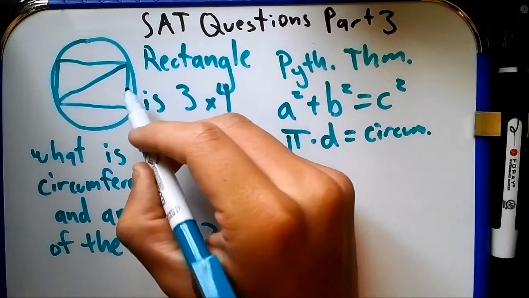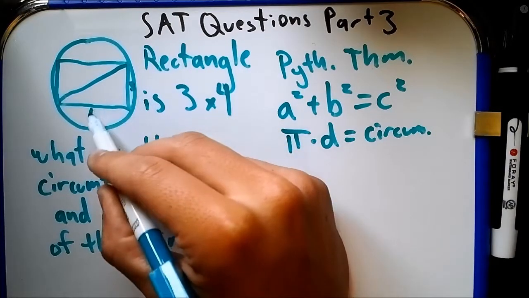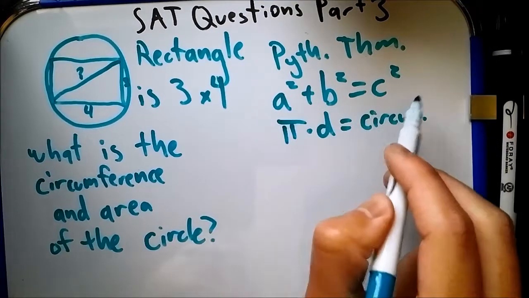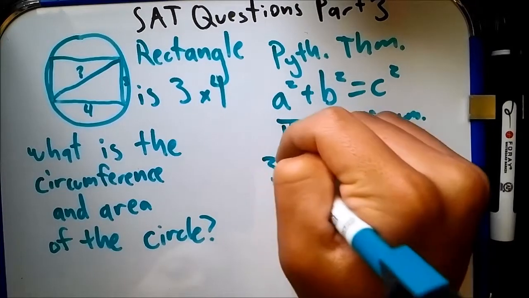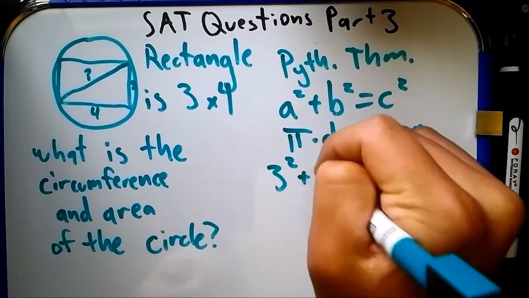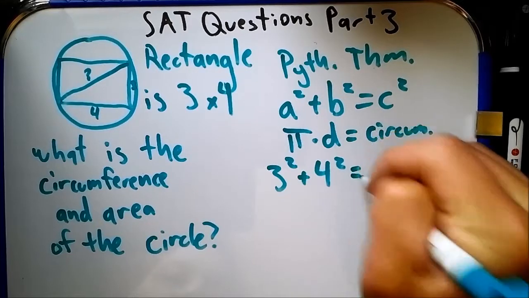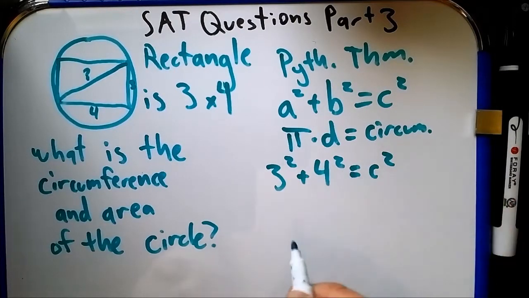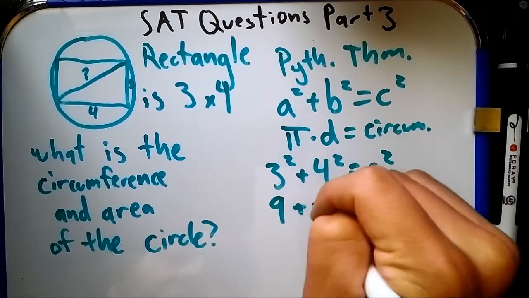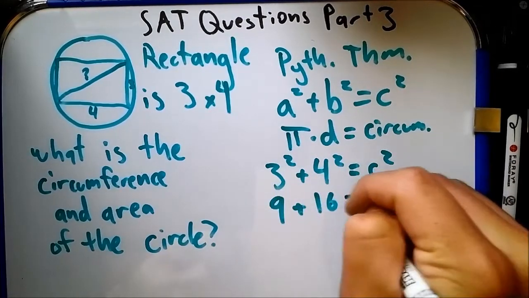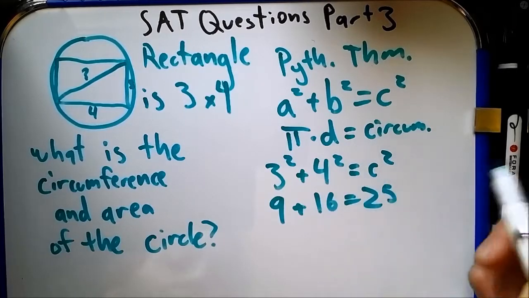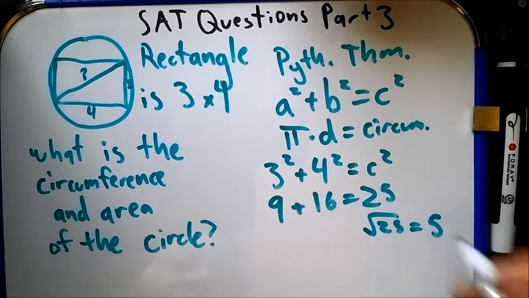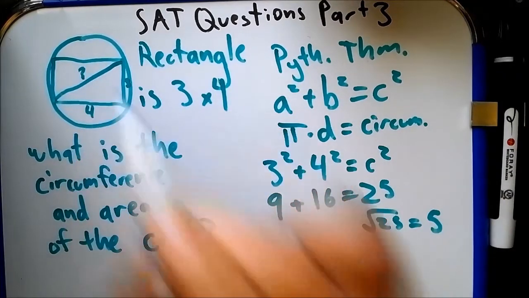Okay, so if this is 3 and this is 4, well, what's this? Well, according to the Pythagorean theorem, we can write 3 squared plus 4 squared equals, we'll just write c squared for now. Okay, so 9 plus 16, well, that's 25. And the square root of 25 is equal to 5. So we know that this side right here is 5.